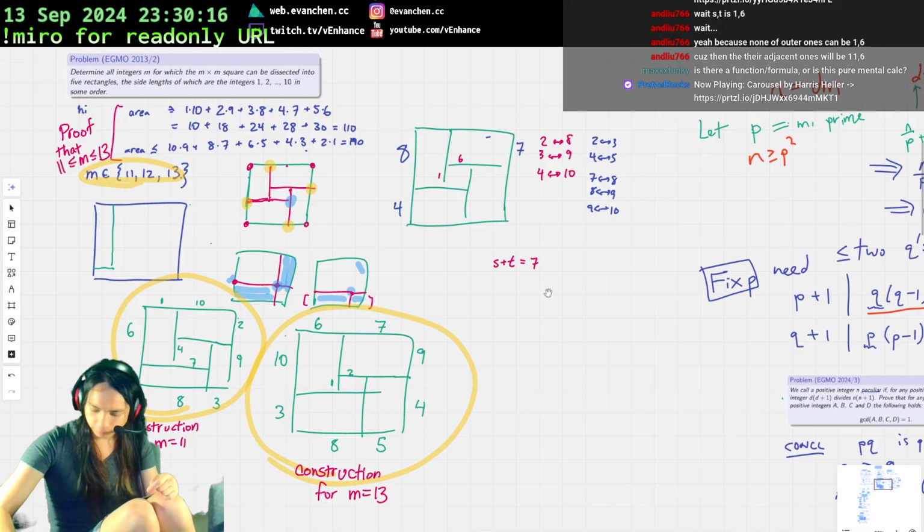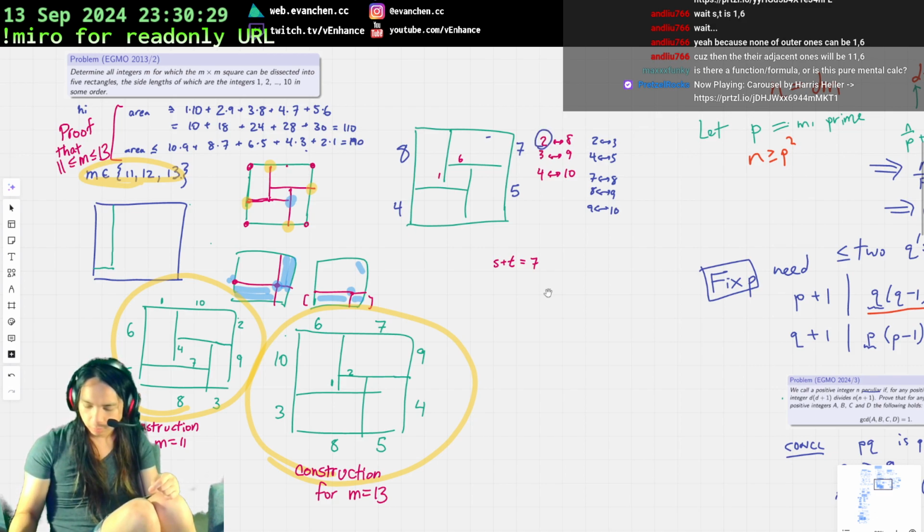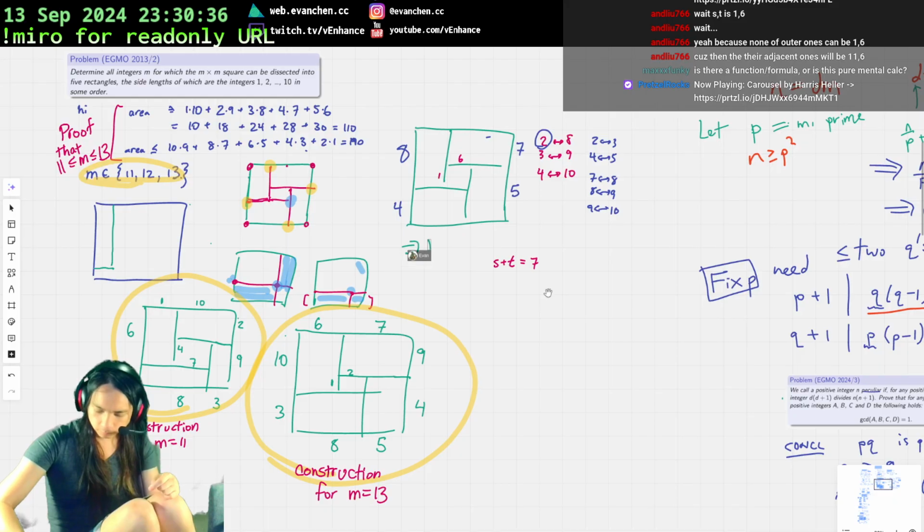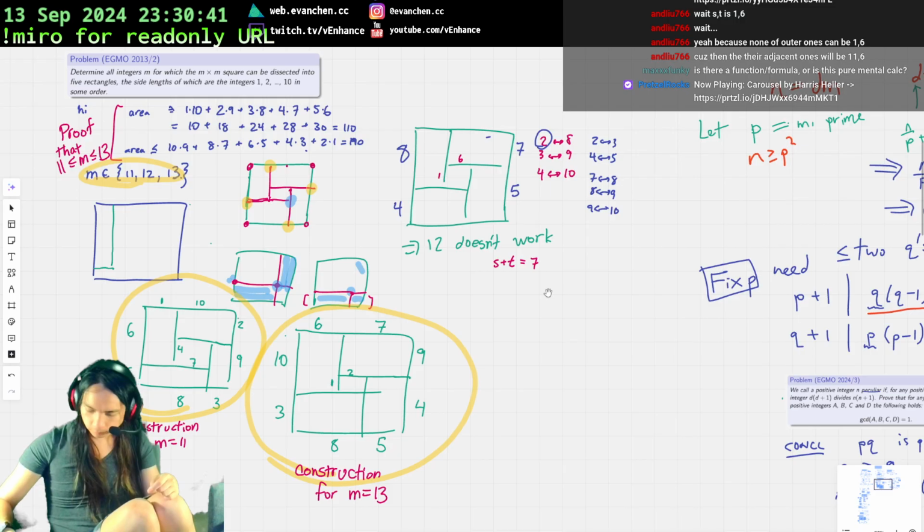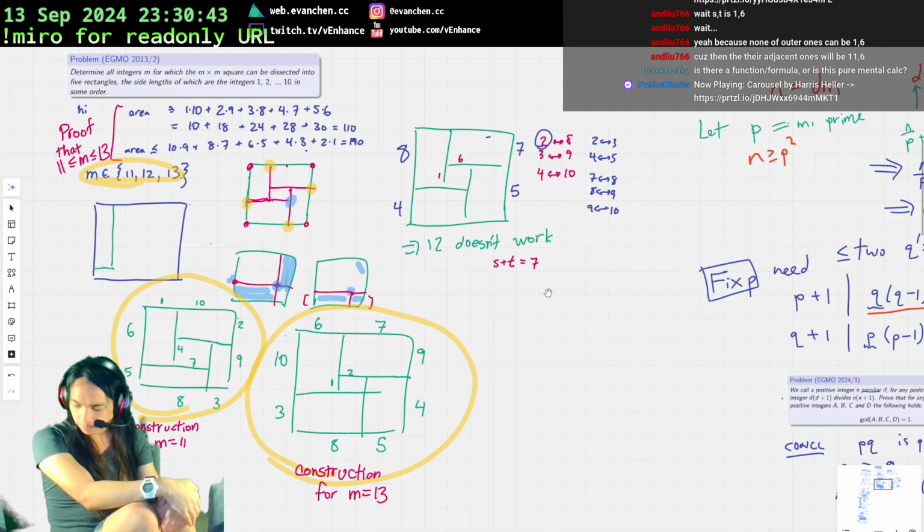For 7. Oh, maybe this will work. 8, 4, 7, 5. But 2 gets stuck, right? There's nowhere you can put 2 now. So that's just it? No 12? Because the 2 needs to pair with 8, but the 7 needs to pair with 8 as well. So I think that you just die.